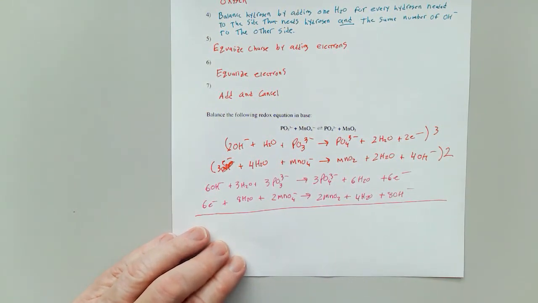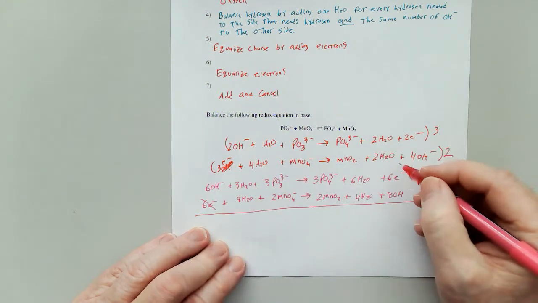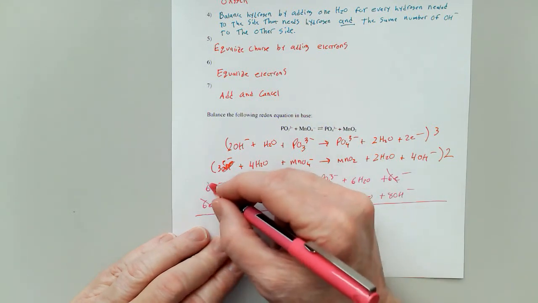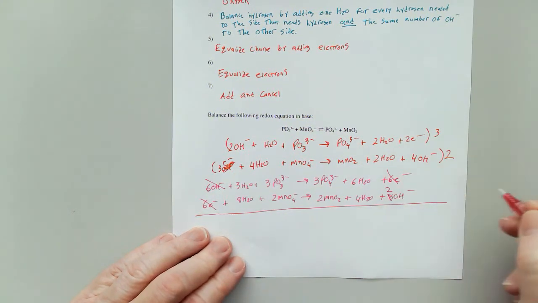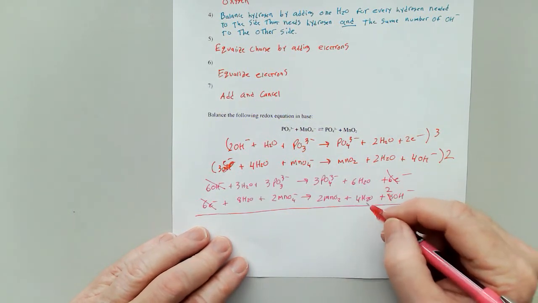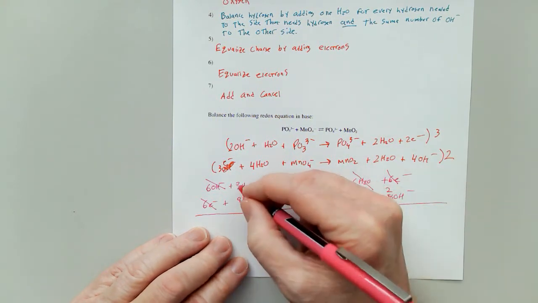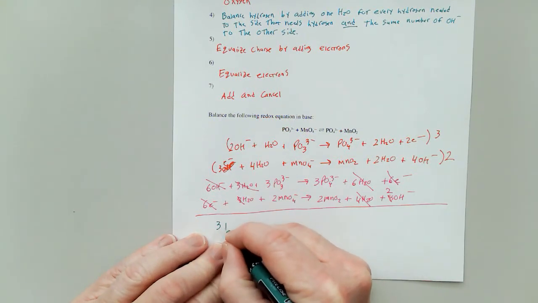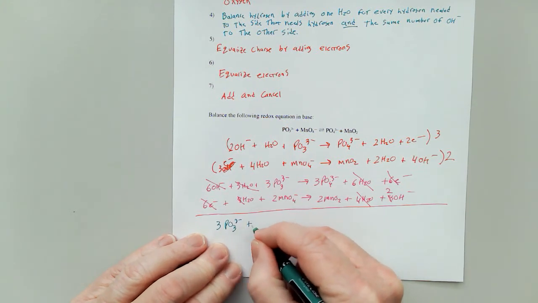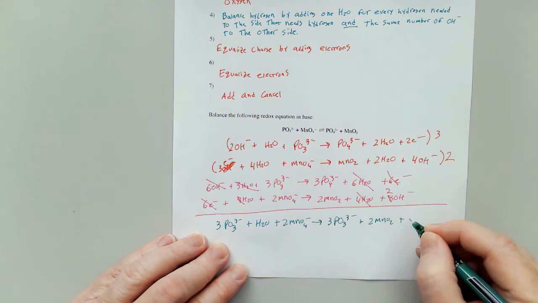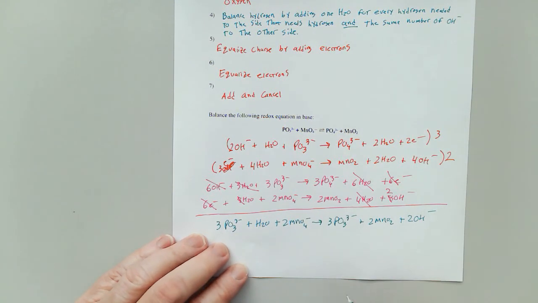Now, I can do a lot of canceling. 6 electrons takes out 6 electrons. Now I got 6 hydroxides and I've got 8. So all 6 will disappear and leave me with 2. 3 and 8 is 11 waters. 6 and 4 is 10. So all 10 will cancel and leave me with just 1. And I think I've now canceled everything out, which leaves me with 3 PO3 3 minus, plus a water, plus 2 permanganate, and 2 hydroxides.